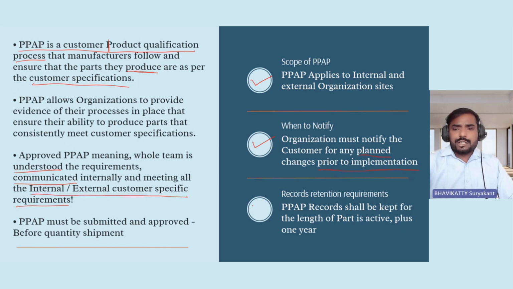And what about the records retention requirements related to PPAP? These records need to be kept for the length of the part is active plus 1 calendar year. Basically, this requirement is from the IATF requirement. The IATF standard says that product records and process records, including the PPAP records, need to be kept for the part active plus 1 calendar year. If the part is obsolete today, then for the next 1 year, you have to keep those records. So this is the shall requirement from the standard itself, and it is also one of the mandatory requirements you have to follow as a record retention related to the PPAP.